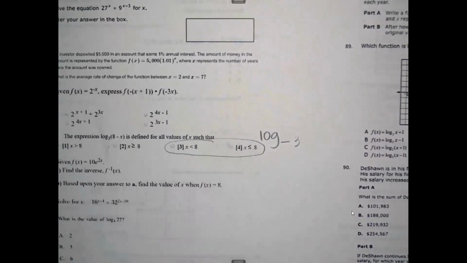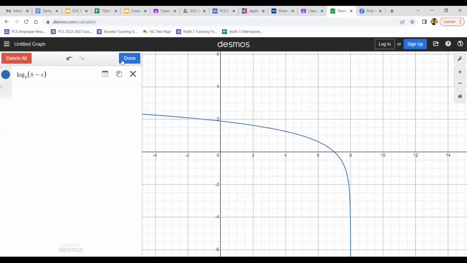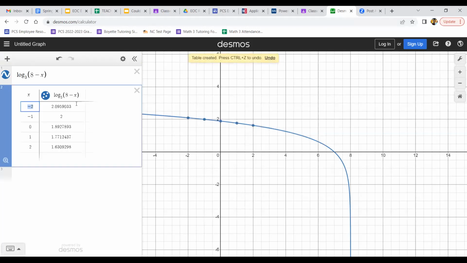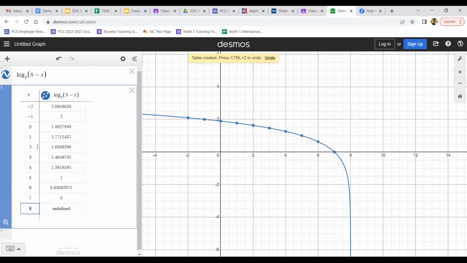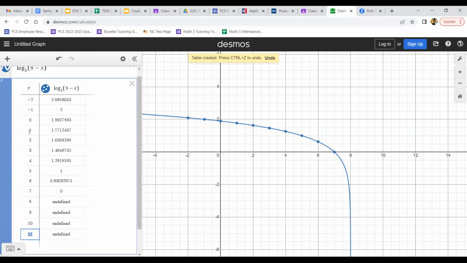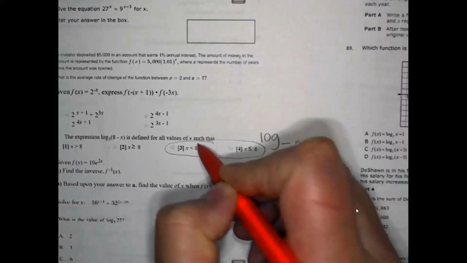So we can figure this out on Desmos. All we got to do is look at the table. So what I'm going to do is I'm going to pull the table up. I'm going to click on here, pull up the table, and I'm going to get it to go all the way to 8. The numbers less than 8 show up. 8 itself does not. Numbers greater than 8 do not show up either. So only numbers less than 8 worked. Anything bigger than 8 did not. So my answer choice would be x has to be less than 8 for things to show up.